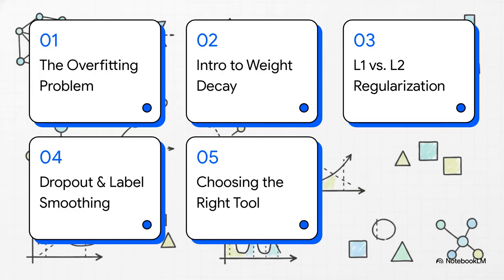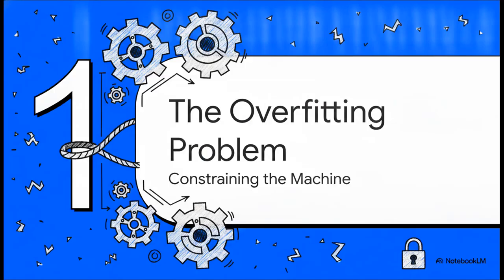So, here's our roadmap for this toolbox tour. First, we'll look at the overfitting problem. Second, an introduction to weight decay. Third, the big matchup, L1 versus L2 regularization. Fourth, we'll check out dropout and label smoothing. And finally, choosing the right tool for the job. Don't worry, we're going to break all this dense math down into a super clear, step-by-step journey. All right, starting with Section 1, the overfitting problem and how we go about constraining the machine.